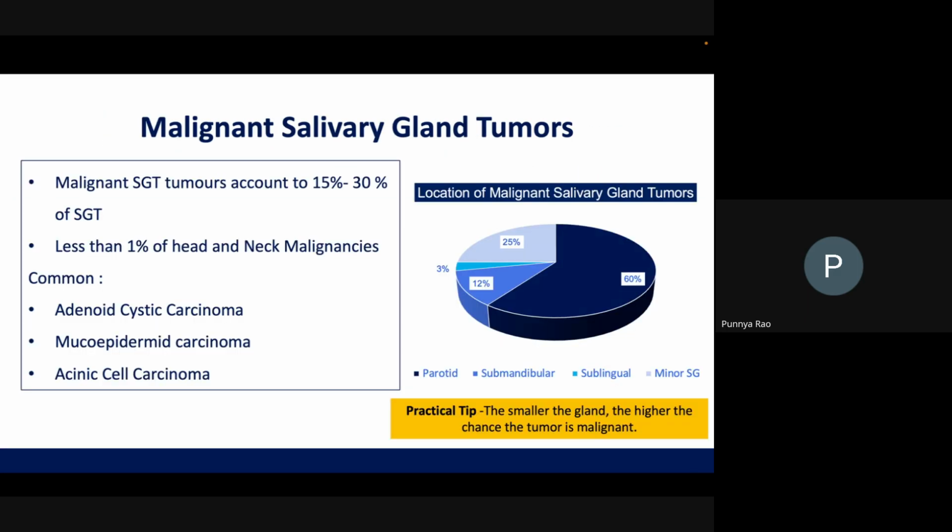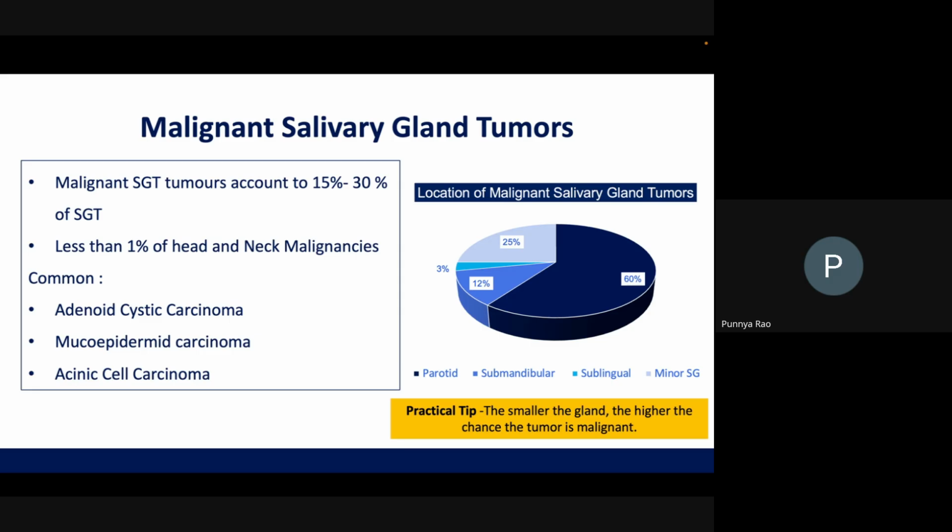So malignant salivary gland tumors account for 15 to 30% of the salivary gland tumors, but they are extremely rare. They are less than 1% of all the head and neck malignancies. The most common ones that we encounter are adenoid cystic carcinoma, mucoepidermoid carcinoma, and epithelial-myoepithelial cell carcinoma, which I have not seen much. Definitely adenoid cystic carcinoma and mucoepidermoid carcinoma are more commonly encountered.